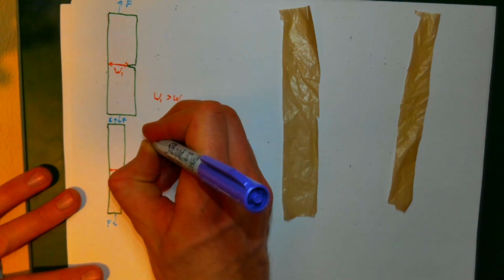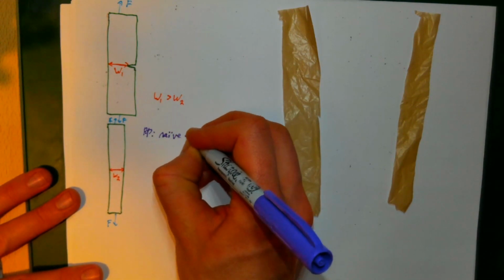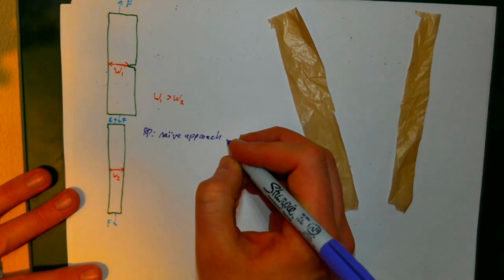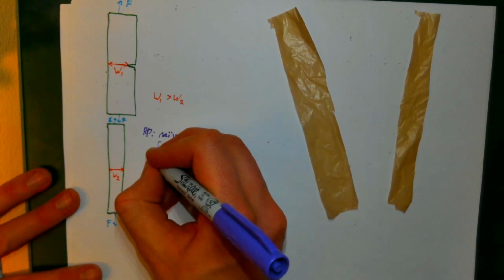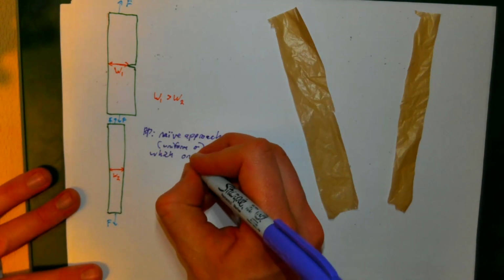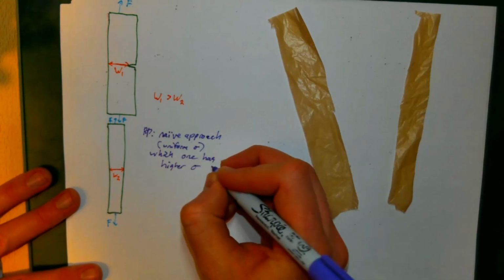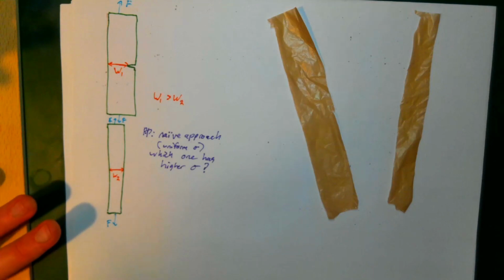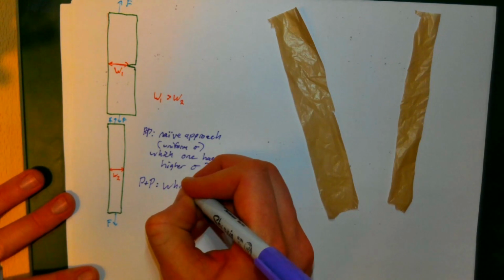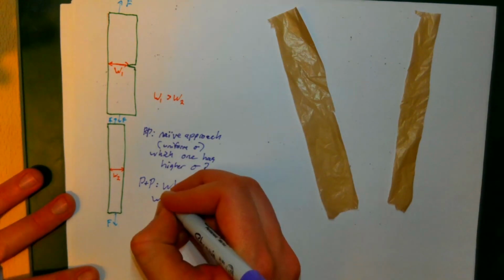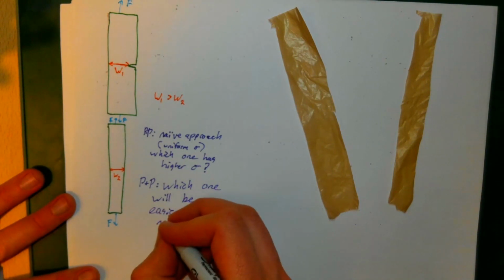So let's pause and ponder. From the naive approach of uniform stress, which one has a higher stress? Which one would we anticipate has a higher stress value? And then I want you to think, pause and ponder, which one will be easier for me to break?